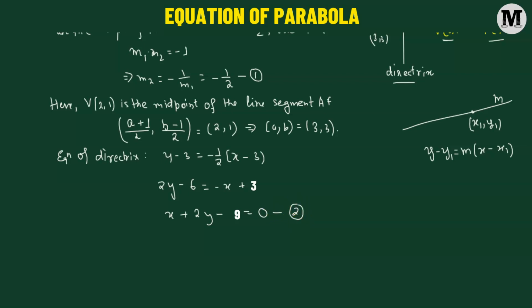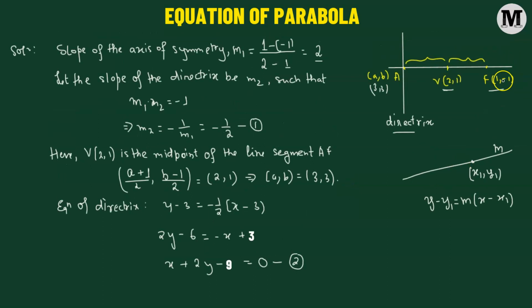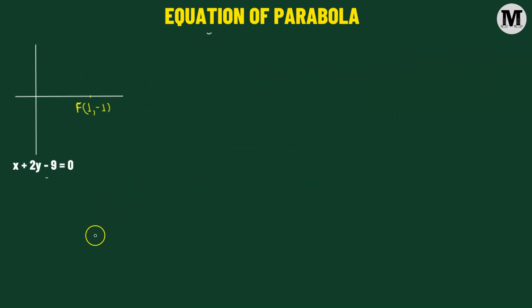So now we have the equation of the directrix line, we have the focus which is at (1, -1). We're ready to obtain the equation of the parabola. Let us begin. So here we have the equation of the directrix, that's x plus 2y minus 9 equals 0. We have the coordinates of the focus.